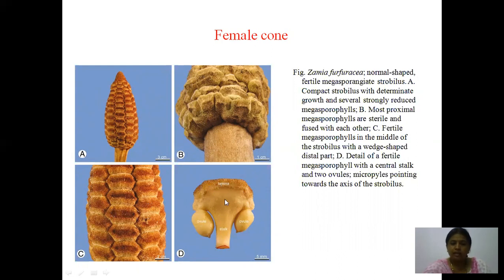When we take this out, we take a megasporophyll from this section. The structure is like this. It is a detail of the fertile central stalk, and these are two ovules. The upper part is the lamina. So the lamina is the sterile part.